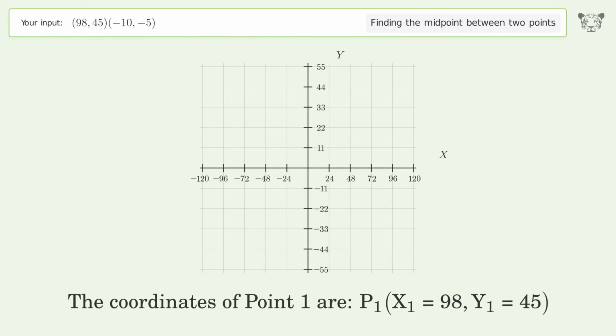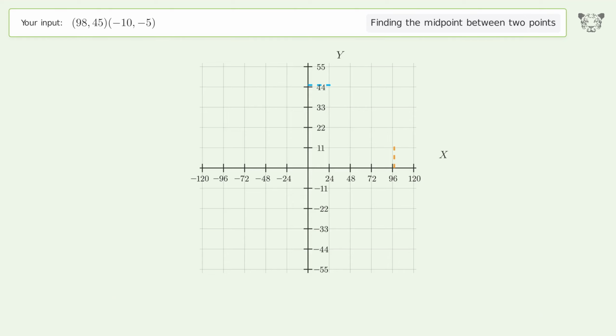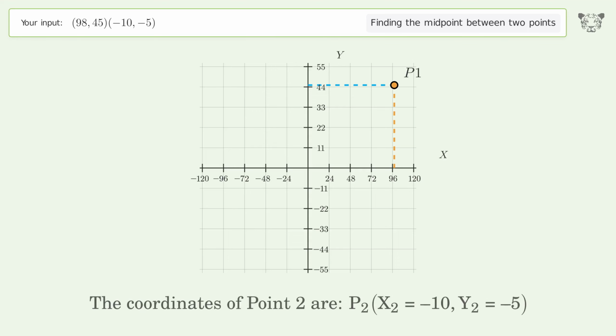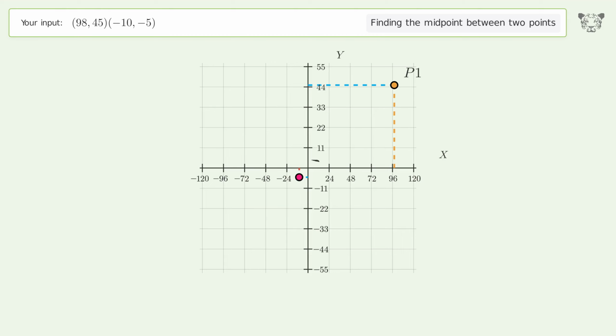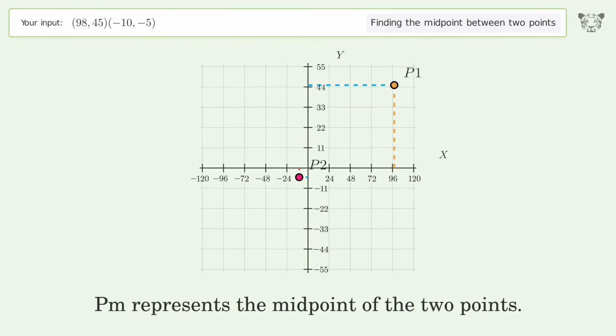The coordinates of point 1 are x1 equals 98, y1 equals 45. The coordinates of point 2 are x2 equals -10, y2 equals -5. PM represents the midpoint of the 2 points.